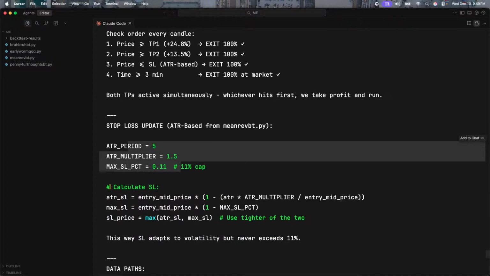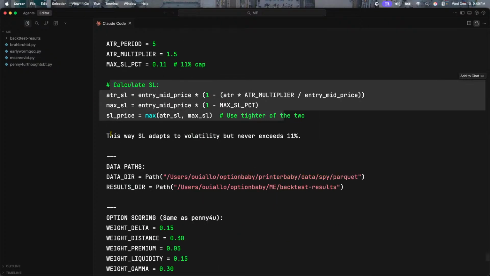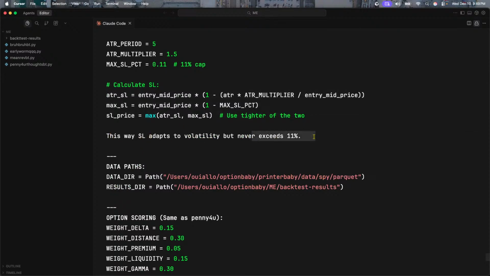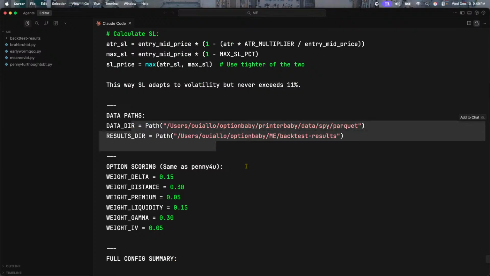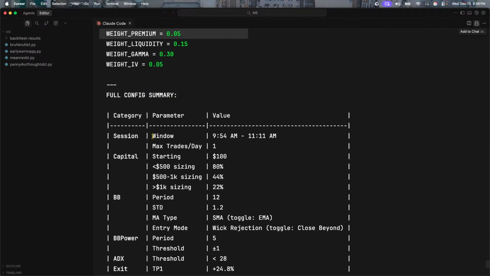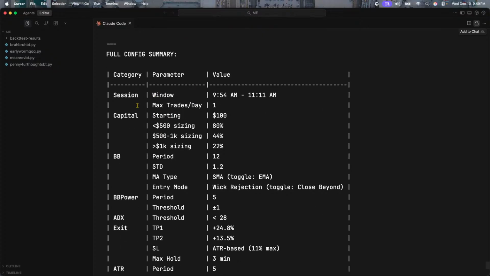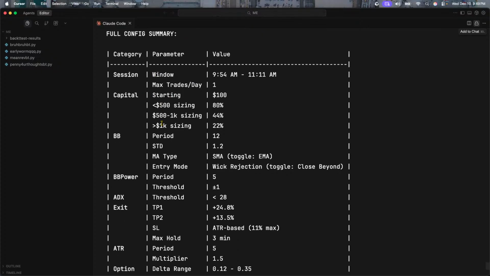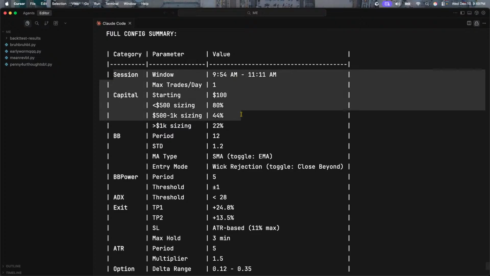11% gap. Okay, calculate stop loss. This SL adapts based on volatility, but we never exceed the 11%. Data pass. Same for penny. All right, full configs for our strategy. Look at this. It only took me damn near 60 minutes to create it, but I still love it. So let's see how we go, right?